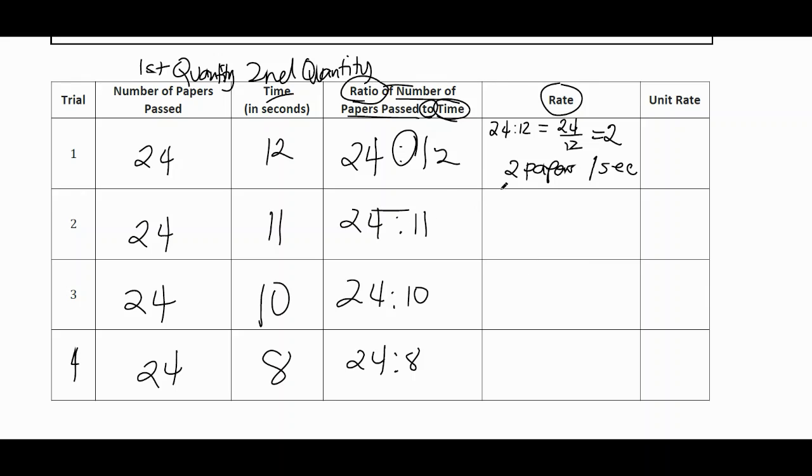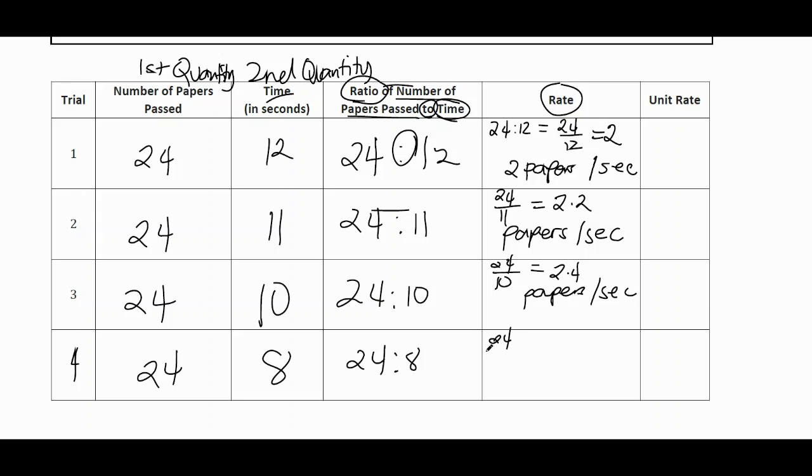So 24 is to 11 is going to be 24 over 11, which is approximately 2.2 papers per second. Now for 24 over 10, always remember that if it's a base of 10, just count the zeros and then move the decimal point to the left. How many times? One time, because there's only one zero. So it's going to be 2.4 papers per second. And then 24 divided by 8 is going to be 3.